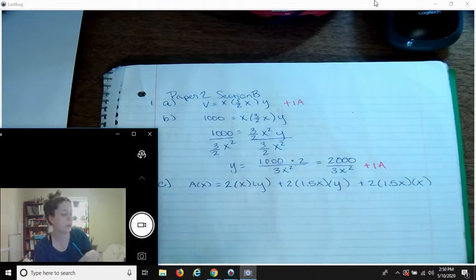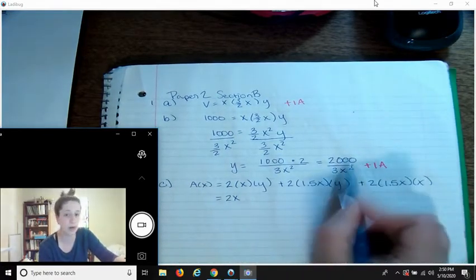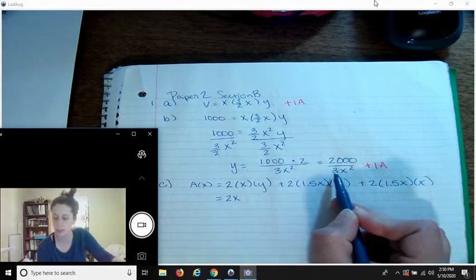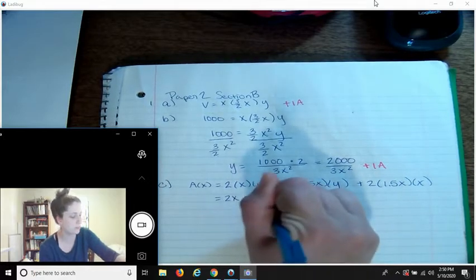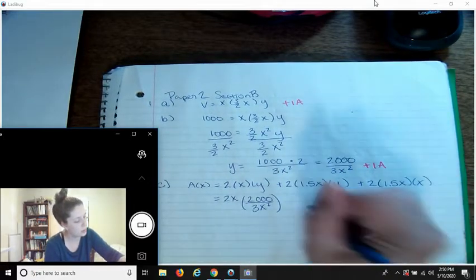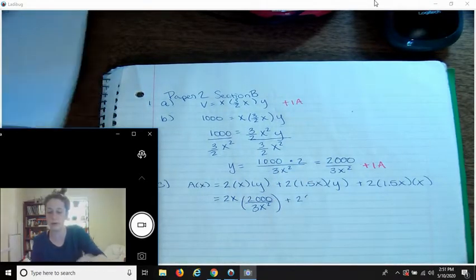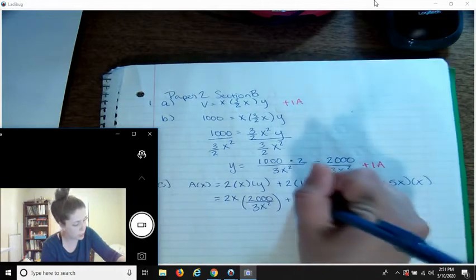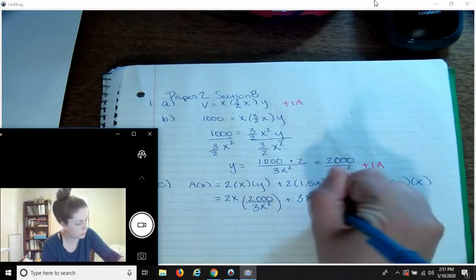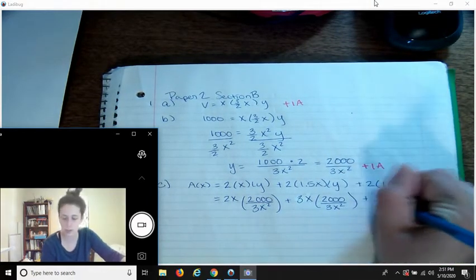Now I rewrote this because we don't want to have y's in here. We just want to have x's. So I have 2x, and then I need to replace wherever there's a y with this 2,000 over 3x squared. So I should have 2,000 over 3x squared right here. And then plus 2 times 1.5, which is just 3. So this should be 3x times 2,000 over 3x squared, and then plus 3x squared.